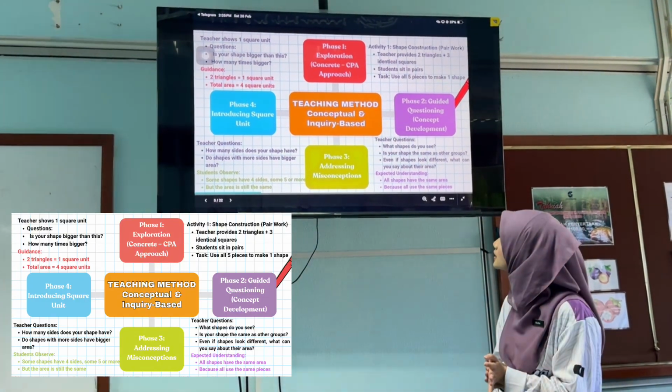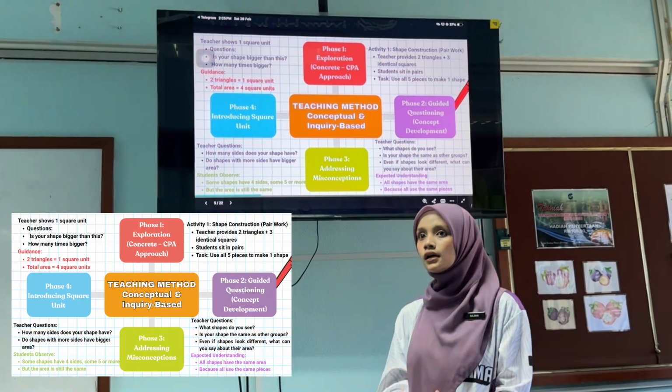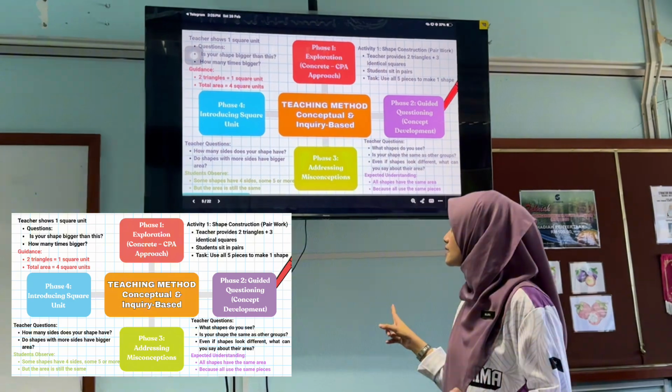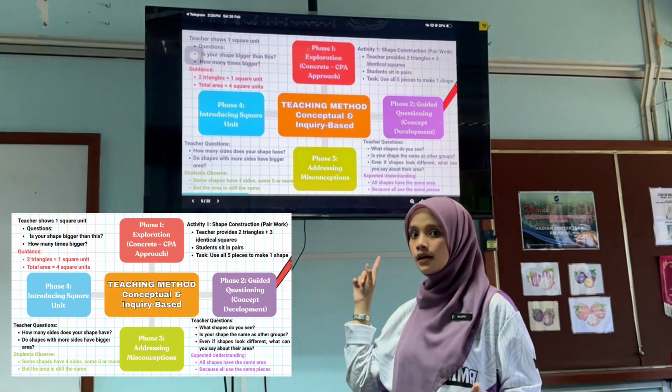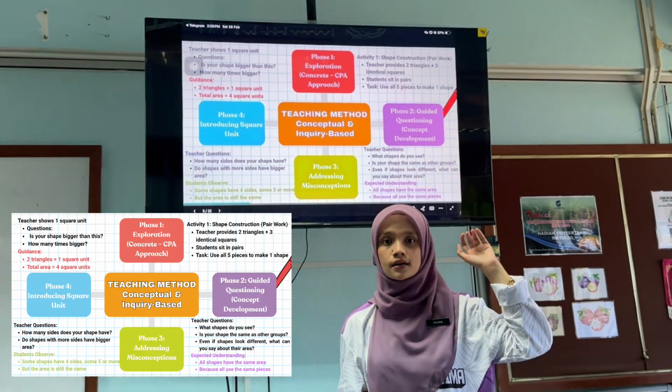Phase 3 is addressing misconceptions. In this phase, the teacher will ask how many sides your shape has. One group has five sides, one group has 6 sides, like that.